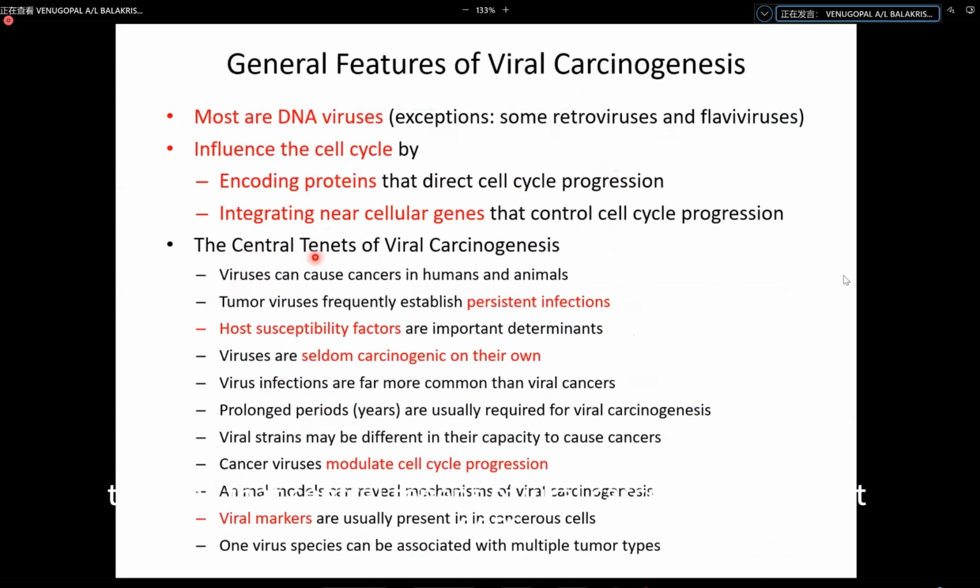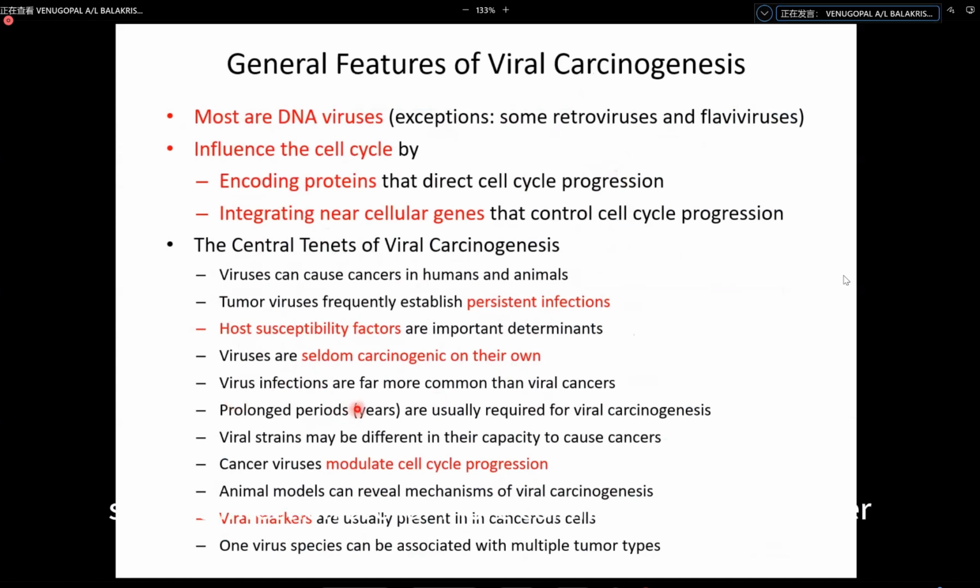So I put here the central tenets of viral carcinogenesis. What it means is that viruses can cause cancer in humans and animals. Tumor viruses frequently establish persistent infection. They make sure that they embed into the cell properly and the infection is persistent and keeps continually going on. And all subcategory factors are important determinants for this type of cancer. Viruses are seldom carcinogenic on their own, which means that when they go in, they cannot become carcinogenic on their own. They cannot replicate without the capsid, so they have to be in the cell to infect it. So they go and embed themselves into the host genome. Now the host genome would be producing this oncoprotein.